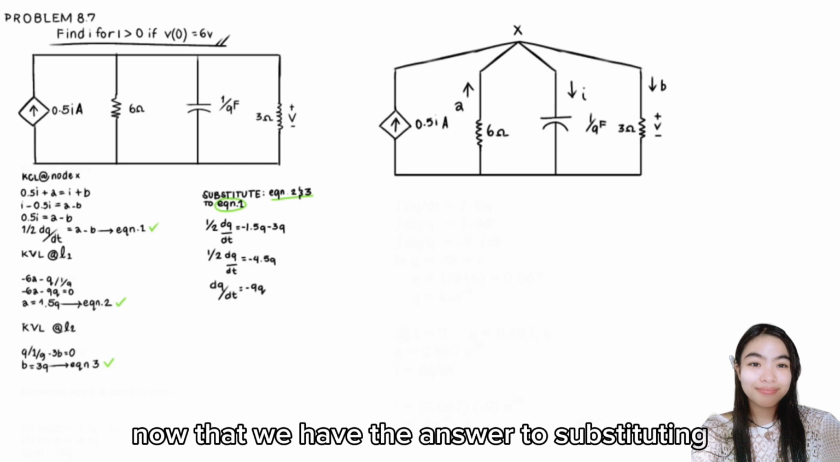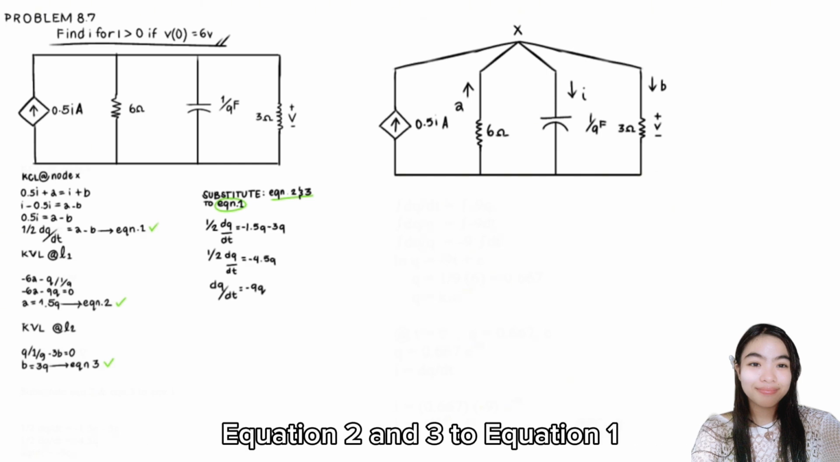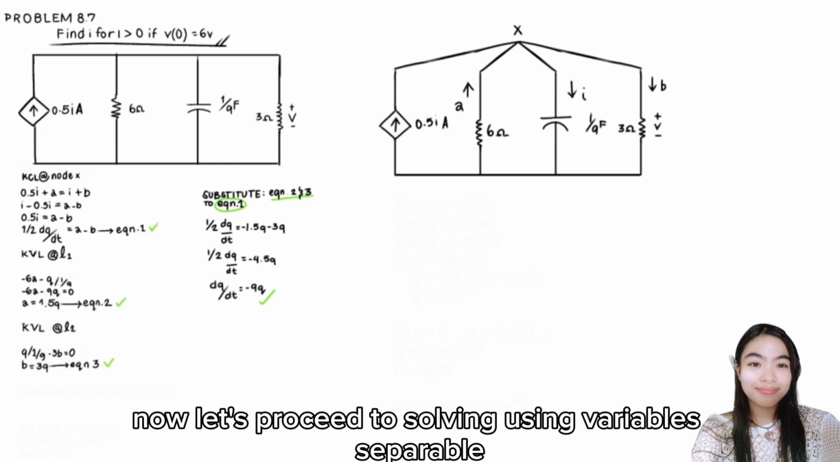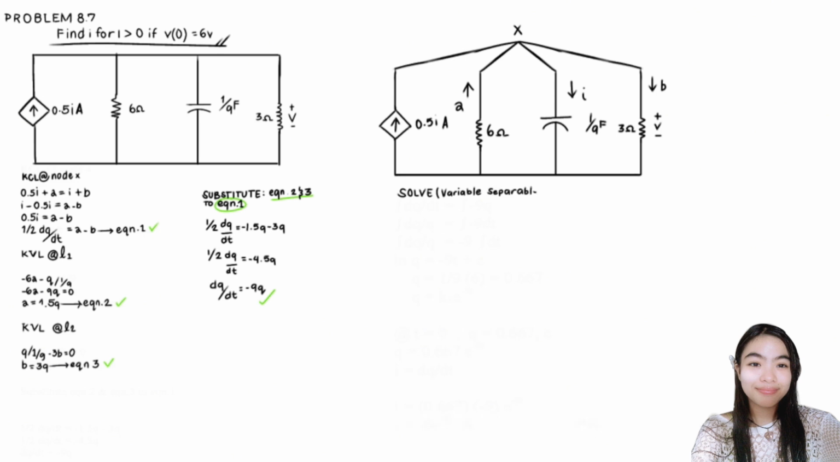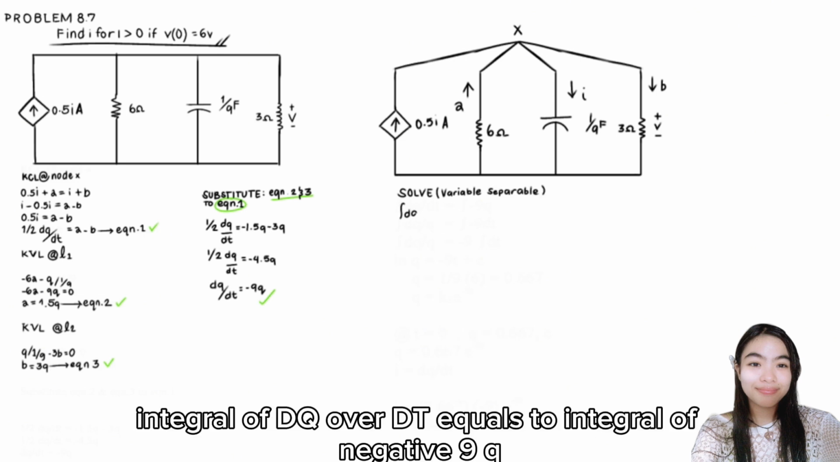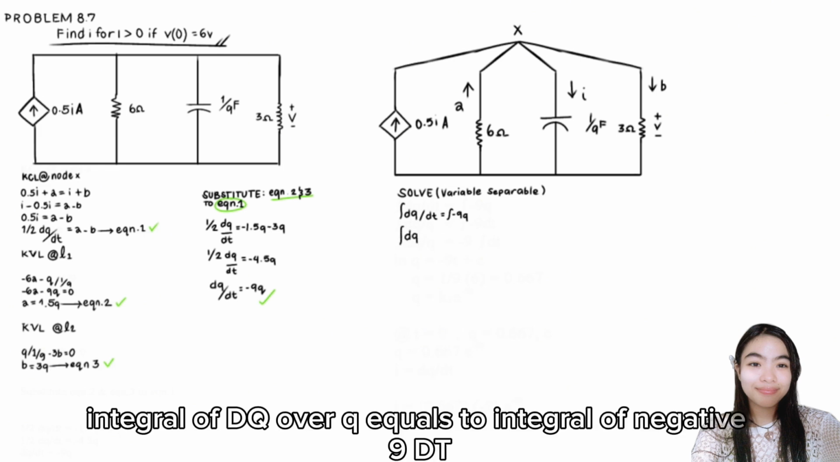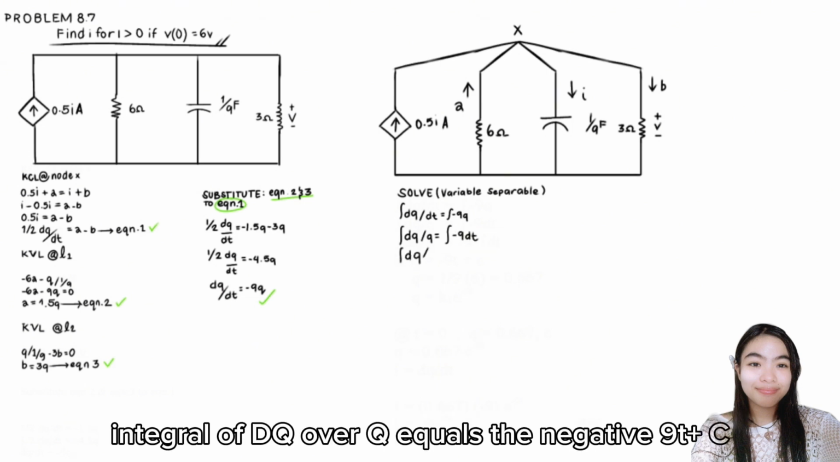Now that we have the answer from substituting equation 2 and 3 into equation 1, now let's proceed to solving using variable separable. Integral of dQ over dt equals integral of negative 9Q. Integral of dQ over Q equals integral of negative 9 dt. Integral of dQ over Q equals negative 9t plus c.